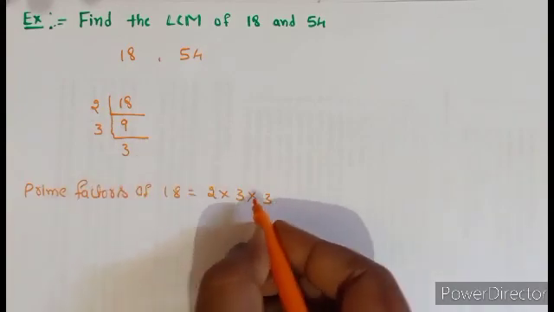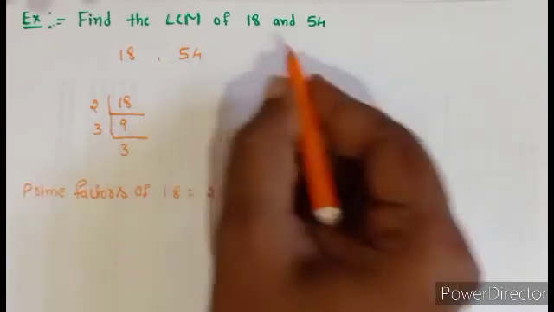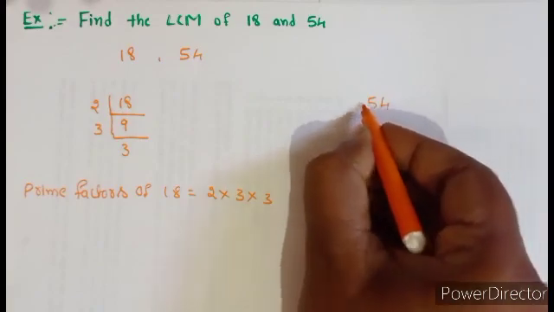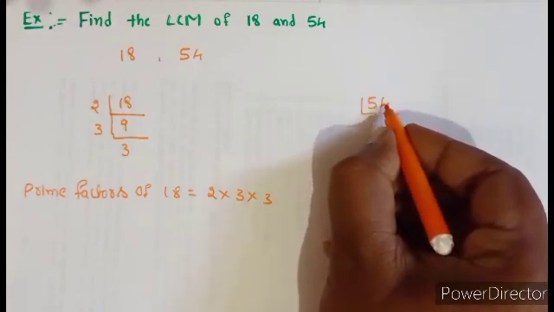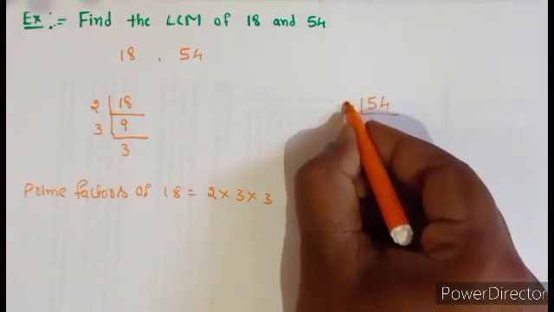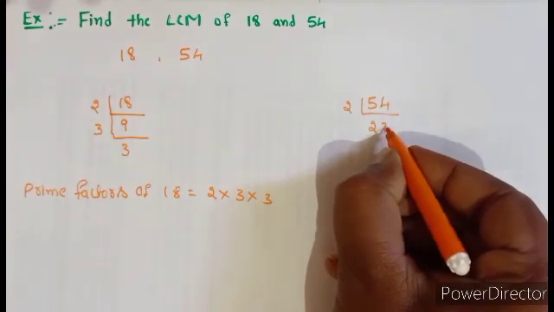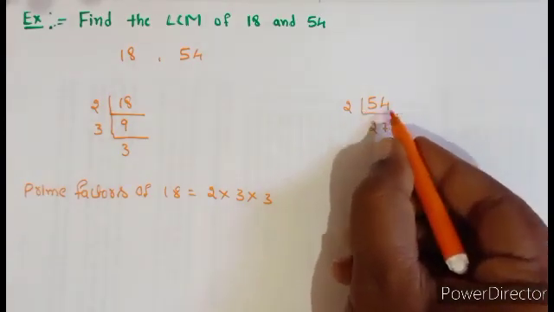Okay, now we need to find the prime factors of 54. All of you see here, 54. Here also in ones place 4 is there, so this number is divisible by 2 only. 27 twos are 54.